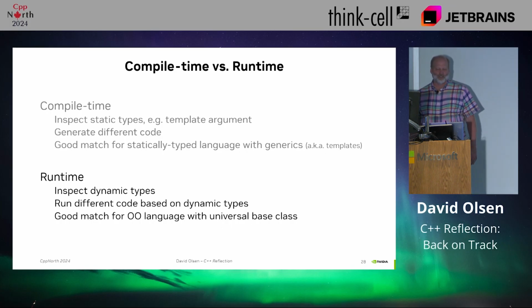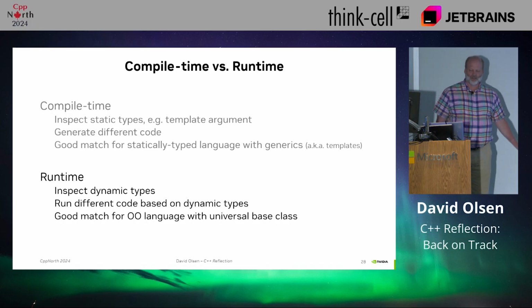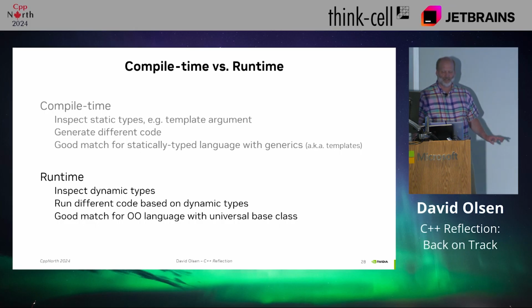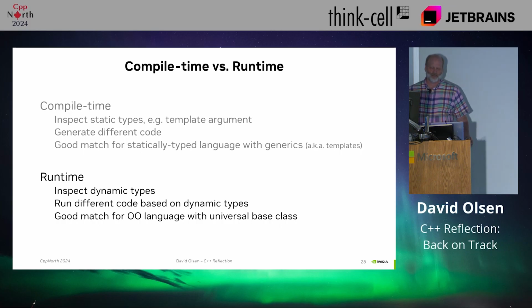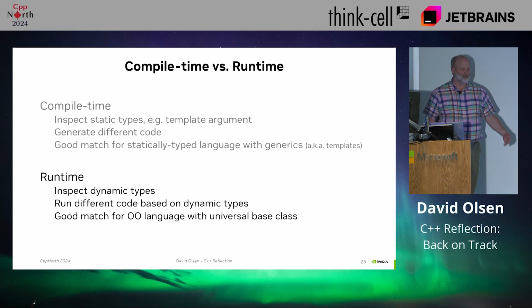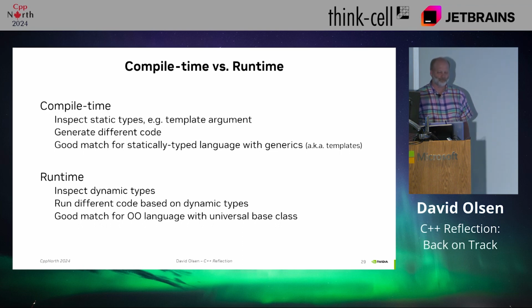Runtime reflection does introspection on the dynamic types of objects. It doesn't affect the code that the compiler generates, but instead causes different code to be executed at runtime based on the dynamic types of objects. It's a particularly good match for object-oriented languages with universal base classes. Spoiler alert, C++ will have compile time reflection.